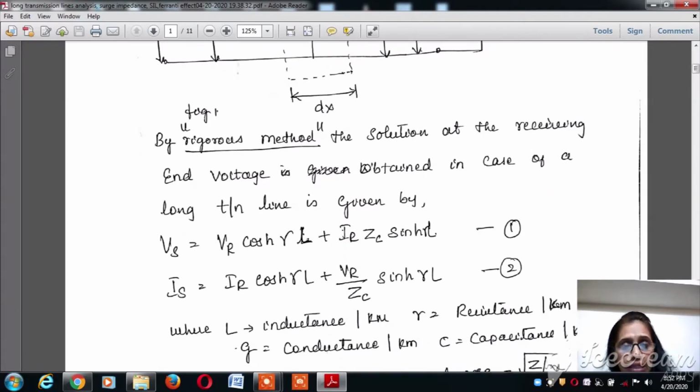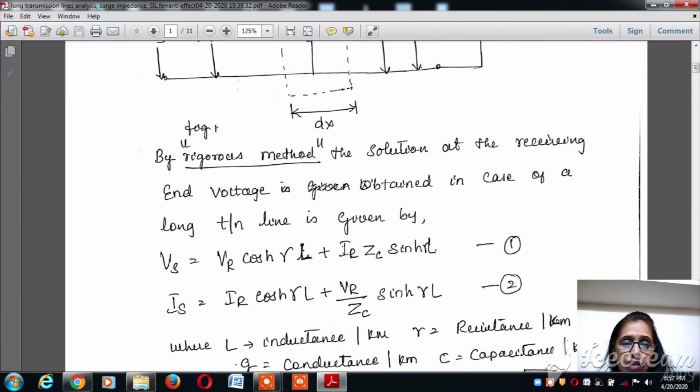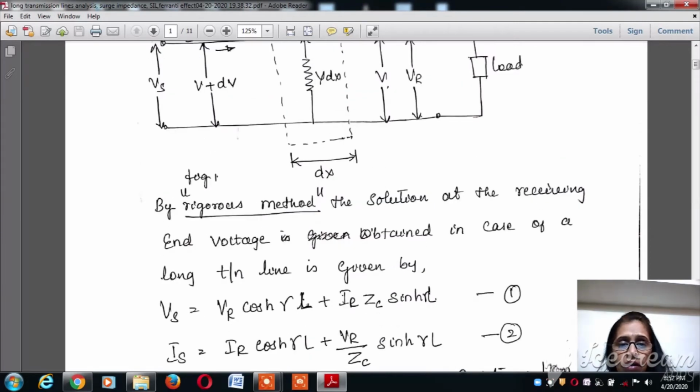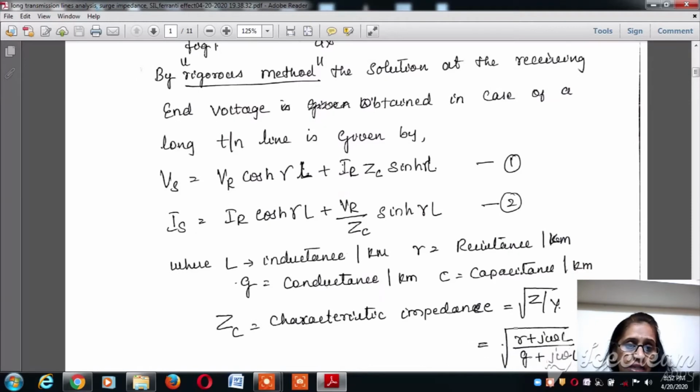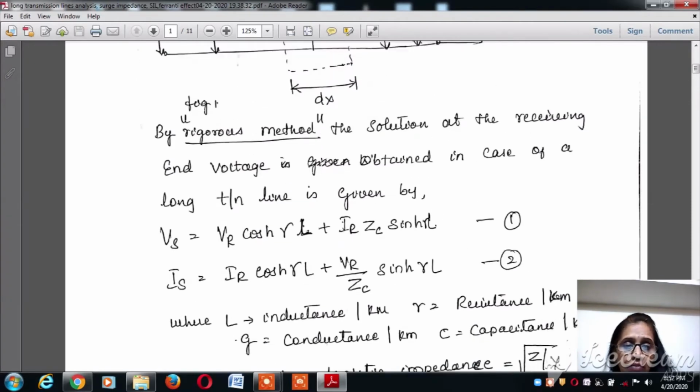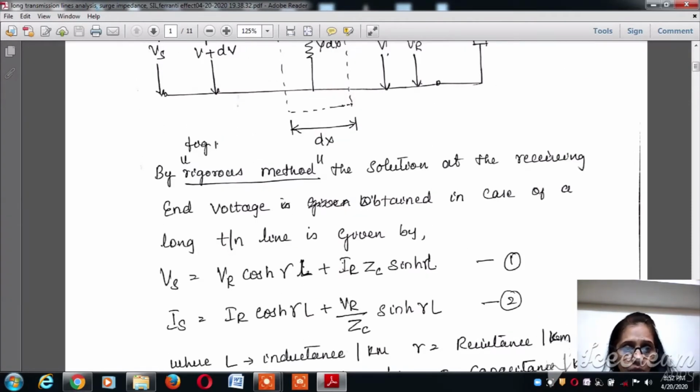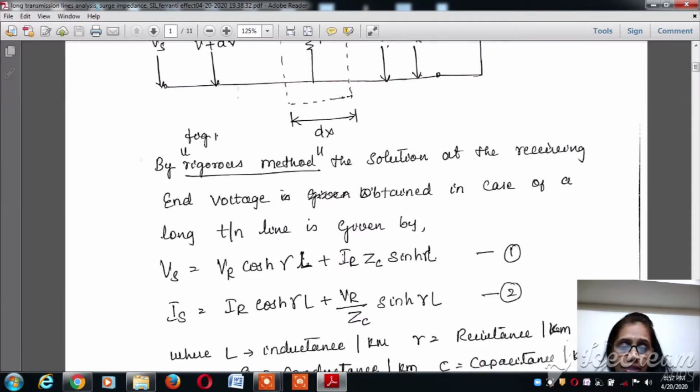So in this rigorous method, the solution at the receiving end is obtained with the help of two elementary equations. In these two equations, Vs, that is the sending end voltage, is expressed in terms of the receiving end voltage and the receiving end current. Vs is equal to Vr into cosh(gamma L), where L is the length of the line, plus Ir into Zc into sinh(gamma L). Keep this as equation 1.